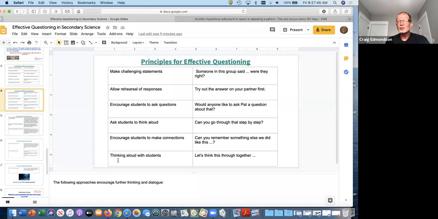You as a teacher, you as an instructor, the facilitator of learning, think aloud with your students. Example of that, let's think this through together. Don't be afraid to question your students and admit to your students, I don't totally know the answer to this situation. Let's work it out together. That's totally fine. We're not all experts in anything.